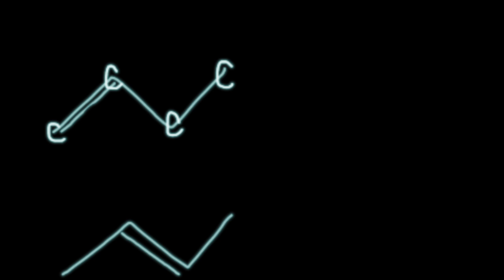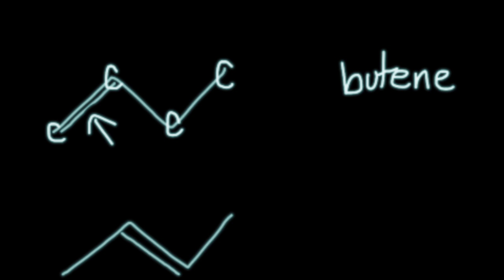Well, we still have 4 carbons, so this is still considered a butane. But since we now have a double bond right here, we get rid of the -ane, and then we put an -ene, and then we can call it butene. So that's butene, as the name of the structure.